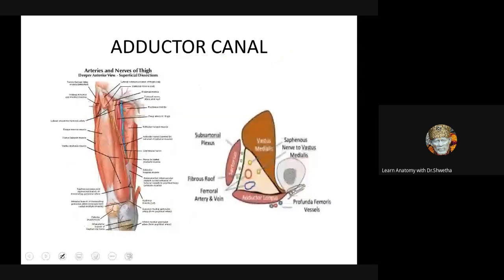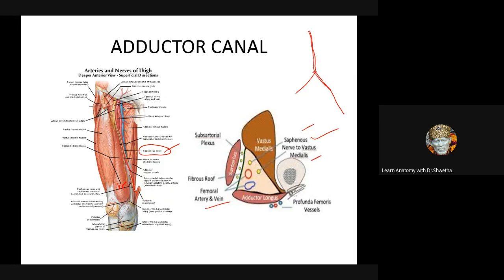See here, students. You remember the saphenous nerve? It was a branch of which nerve? The femoral nerve. Femoral nerve divided into anterior and posterior branch. From the posterior branch was the saphenous nerve. Saphenous nerve entered through the adductor canal. Saphenous nerve is also a content, and nerve to vastus medialis is also a content. So, what are the contents? Femoral artery and vein, then the saphenous nerve, and then the nerve to vastus medialis.